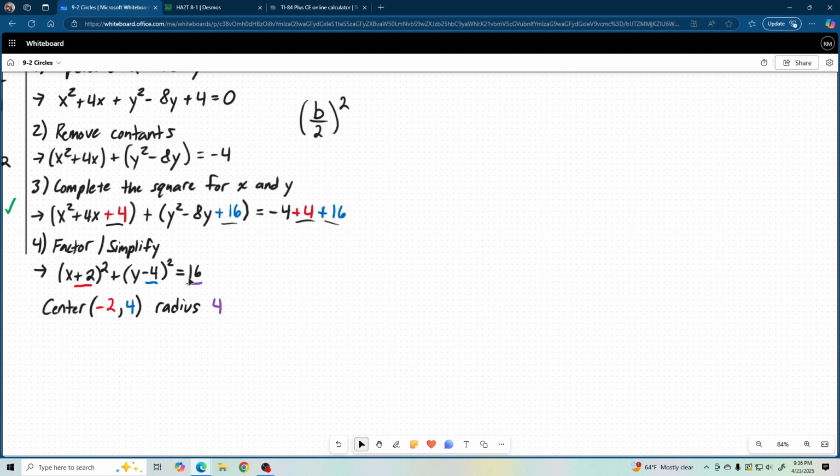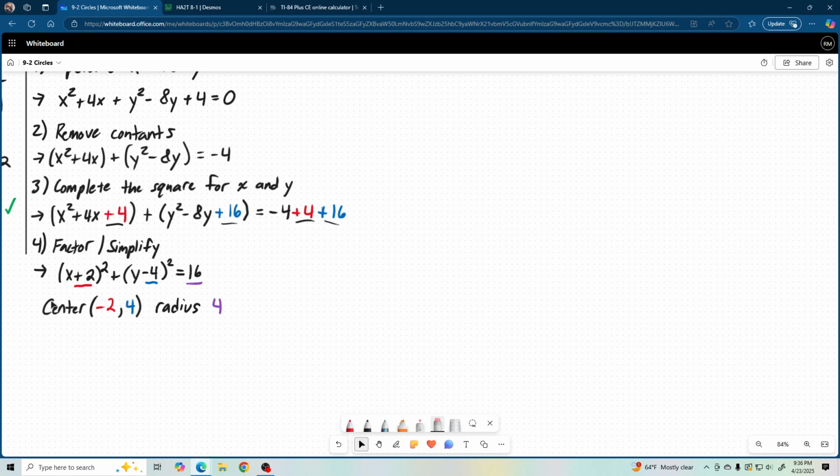And then our radius, remember that this is the equivalent to r squared, right? Remember that in our formula, this 16 at the end is actually r squared. So this 16 equals r squared, and we're just looking for the radius, right? So you take the square root of both sides. Of course, you can't have a negative radius, right? So our radius is just 4. All right, and that's it.